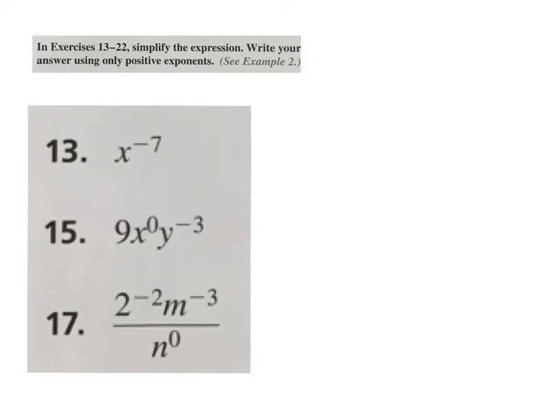So let's work some examples where we convert negative exponents and zero exponents. Now the instructions here say in the following exercises, exercises 13 to 22, we're only going to do 13, 15, and 17. Simplify the expression. Write your answer using only positive exponents. Now you can see in this first problem it's got negative exponents.